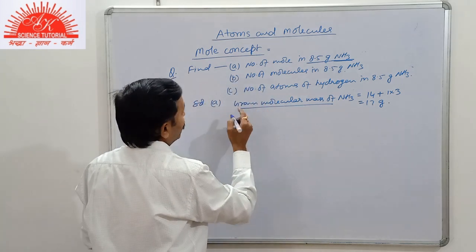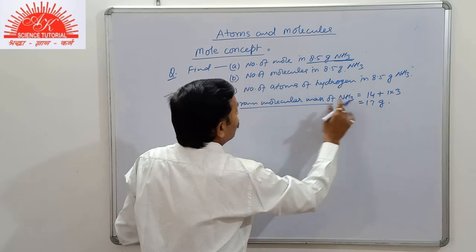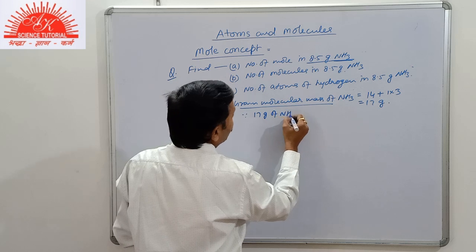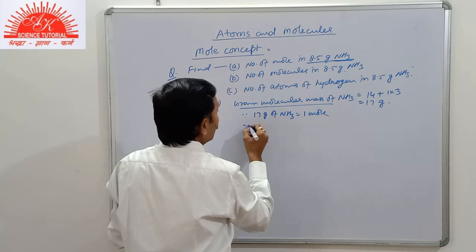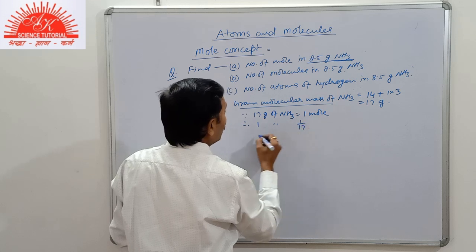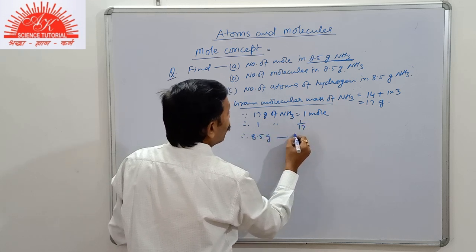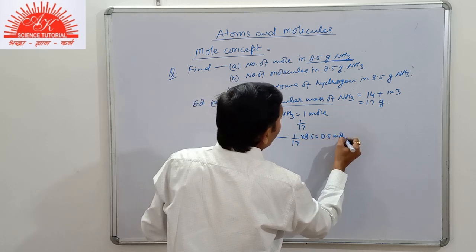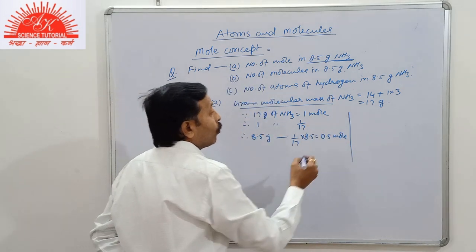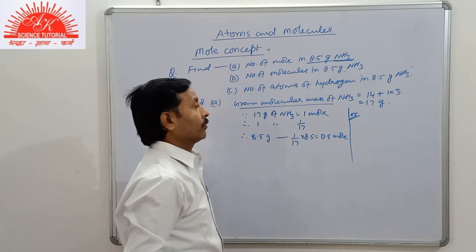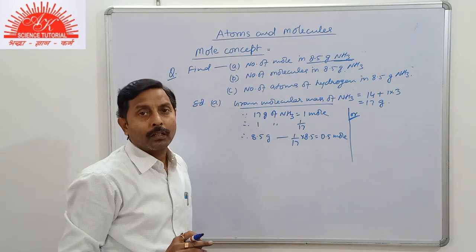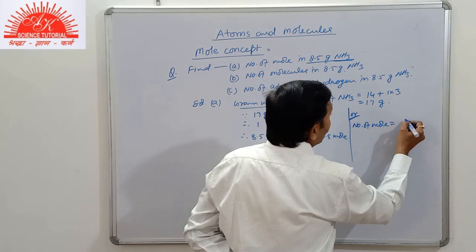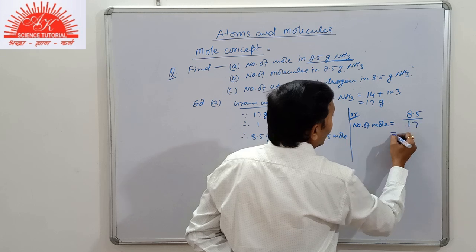Now just come to here. Since 17 gram of ammonia is equal to 1 mole, therefore 1 gram ammonia is 1 by 17 and 8.5 gram will be 1 by 17 into 8.5, hence 0.5 mole or 1 by 2 mole. We have used the unitary method here. We can also use it directly, that number of moles is equal to given mass by gram molecular mass.